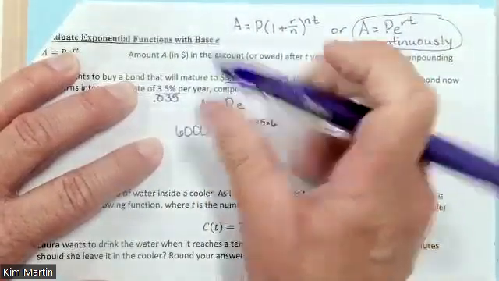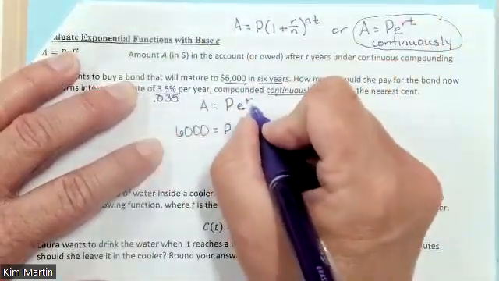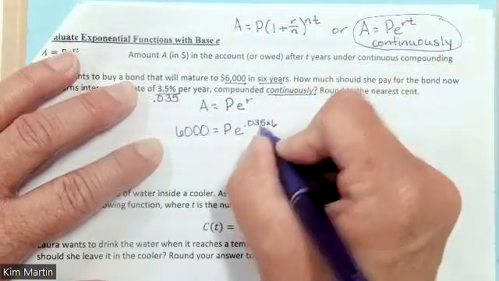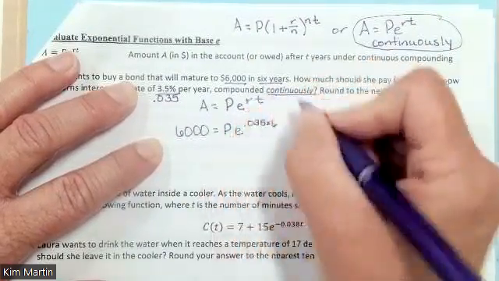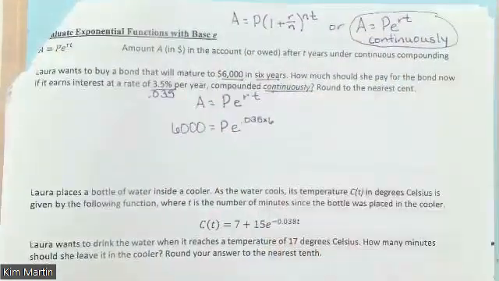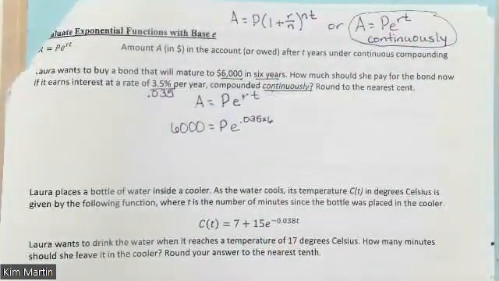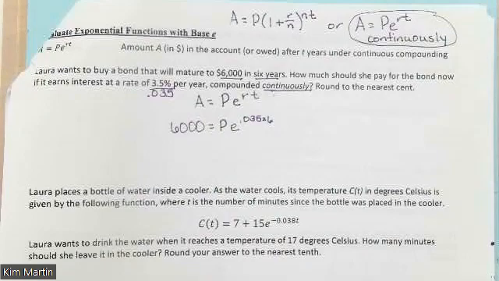This was just the formula that we were using: e raised to the rate, which is 0.035, times time, which is 6 years. Time is always in years. Okay, we need to solve for this P.